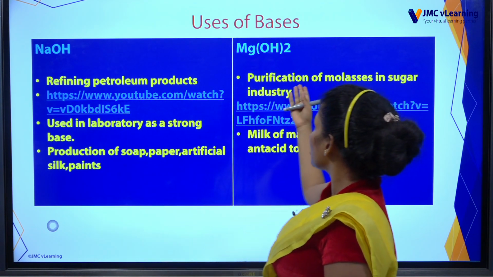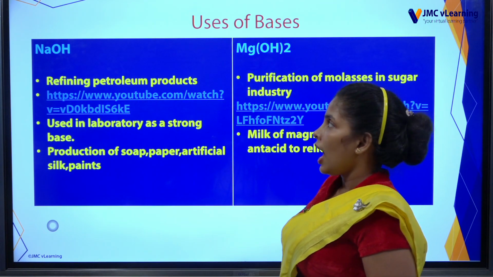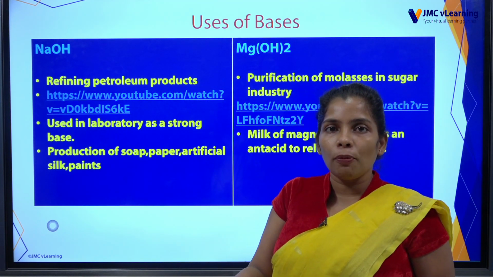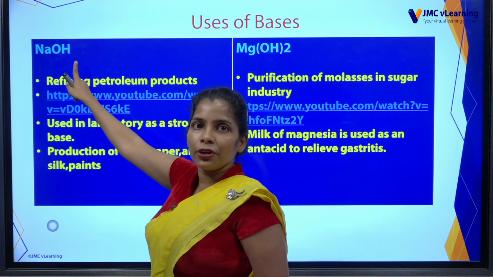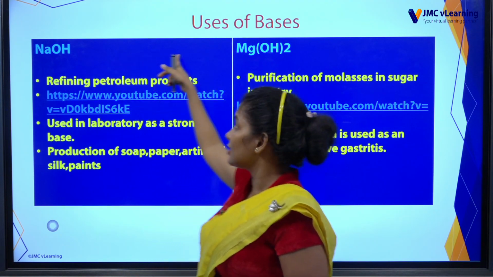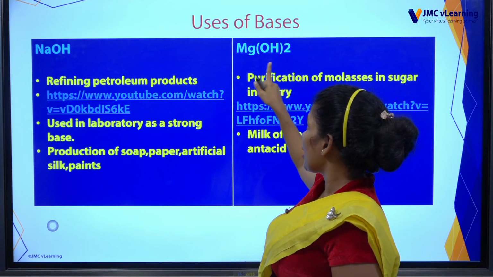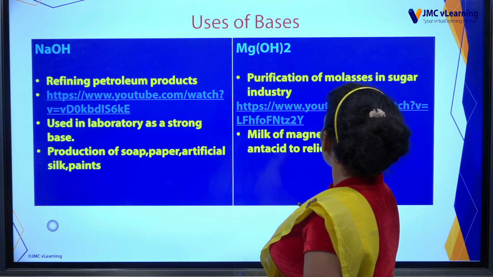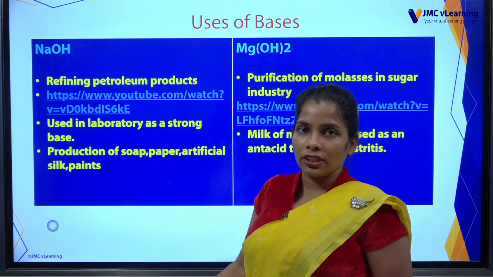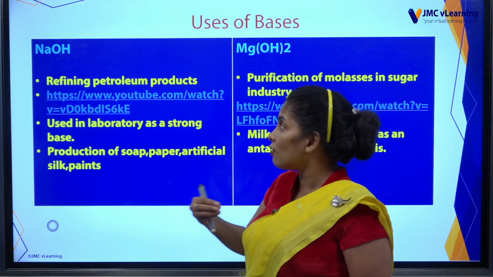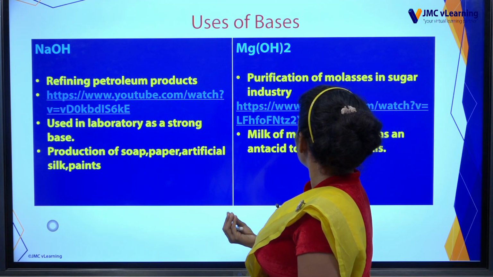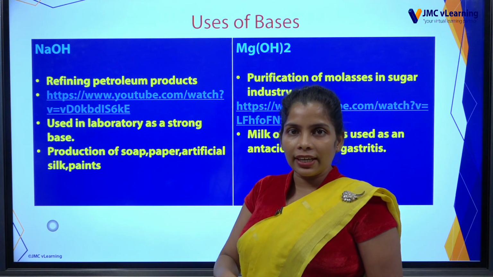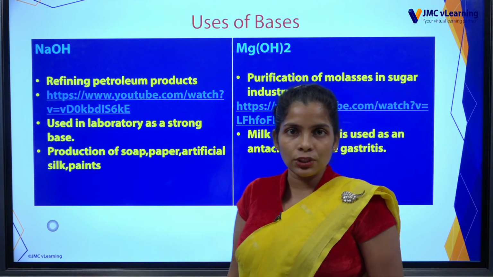Now we are moving to magnesium hydroxide. So here students, you should be familiar with the chemical formula. This is sodium hydroxide, you can write it NaOH, and this is magnesium hydroxide, Mg(OH) twice. So first one is purification of molasses in the sugar industry. Now we are going to see how molasses is produced in the sugar industry. Here you can see this video now.